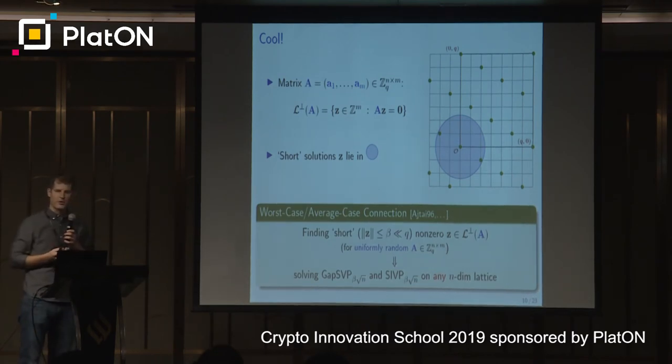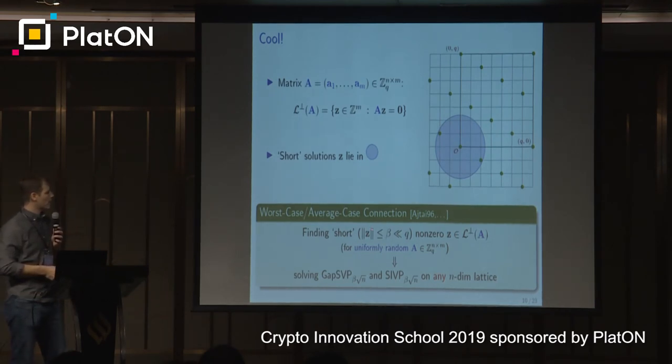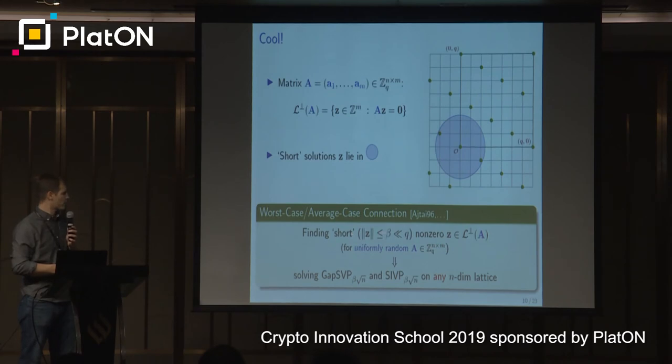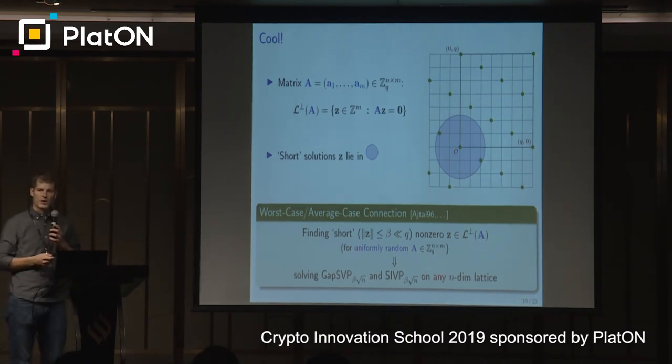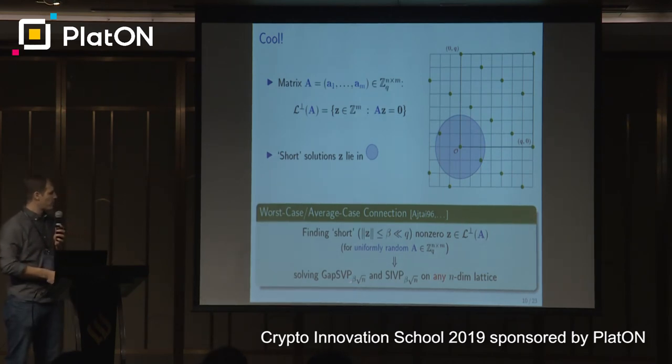As I mentioned before, this problem has a remarkable connection between average-case and worst-case lattice problems, which was first shown by Ajtai, with many works following. It says that any algorithm which can solve SIS with a bound of beta on the Euclidean norm of the solution, when beta is much less than q, for a random choice of A, can be converted via a reduction into an algorithm which solves the gap SVP problem to a factor of roughly beta times square root of n.